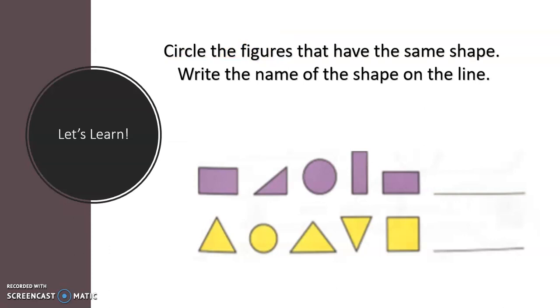So let's learn. I've given you 2 sets of shapes, one purple, one yellow. We're going to circle the figures that have the same shape, and then we're going to write the name of the shape on the line. So in the purple shapes, we're going to find all the shapes that are the same shape, circle them, and then you're going to write on the line, what is that shape called? The same for the yellow. You're going to look at all of the yellow shapes, circle all the shapes that are the same, and then write the name of that shape on the line.